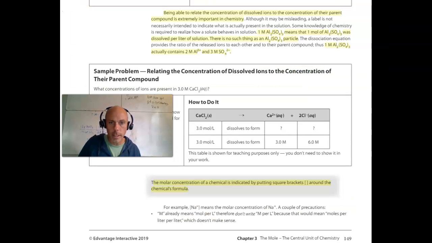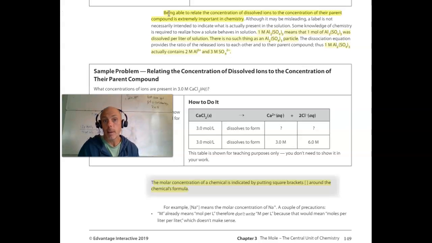All right, so we're on the next page, and I'm going to read this top sentence to you, which says, being able to relate the concentration of dissolved ions to the concentration of their parent compound is extremely important in chemistry. For example, if we know that we have a 3 molar aluminum sulfate solution, well, what would the concentration be maybe of the aluminum ions or the sulfate ions?